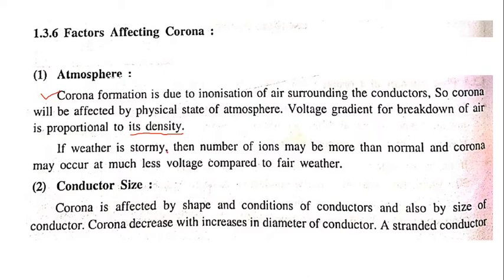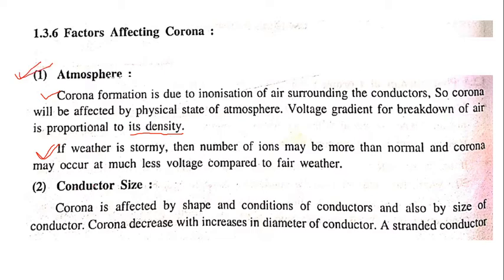And if the weather is stormy, then the number of ions may be more than normal, and corona may occur at much less voltage compared to fair weather. So if the weather is humid, at the same time the ionization, or we can say the number of free electrons, is more than in fair weather, right? So at that time, at a lesser voltage level, ionization of air may occur and corona may be formed at a lesser voltage level, okay. Corona loss is affected by the atmosphere.